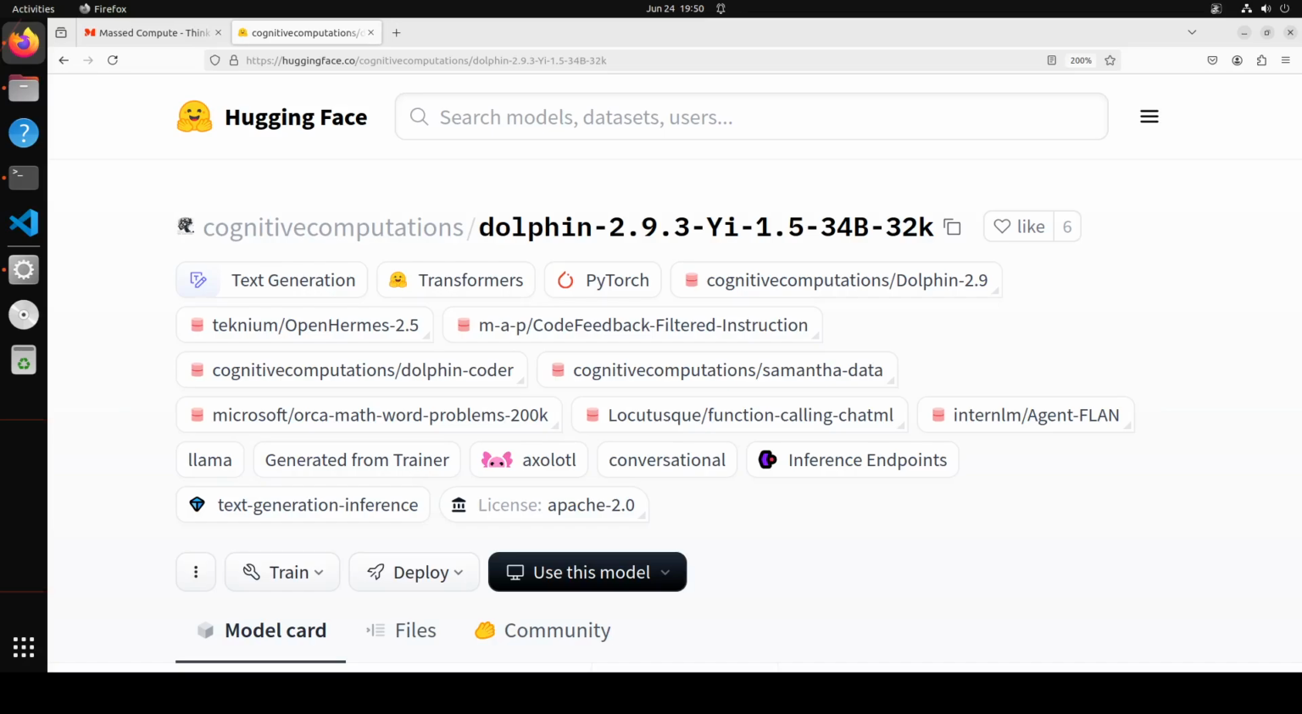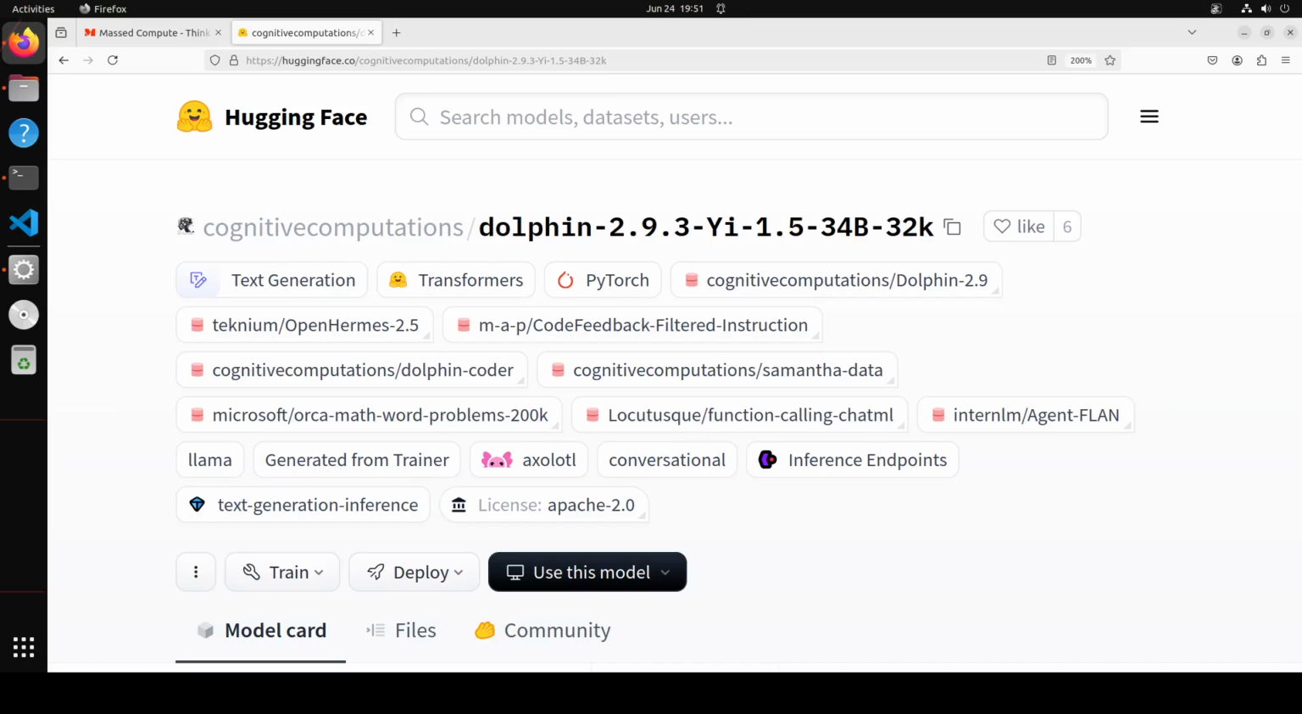with 8K sequence length. This Dolphin version uses ChatML prompt template format, and also it has a variety of instruction following, conversational and coding skills. It has also got initial agentic abilities and supports function calling. Dolphin is uncensored, and the team behind this Dolphin has filtered the dataset to remove alignment and bias.